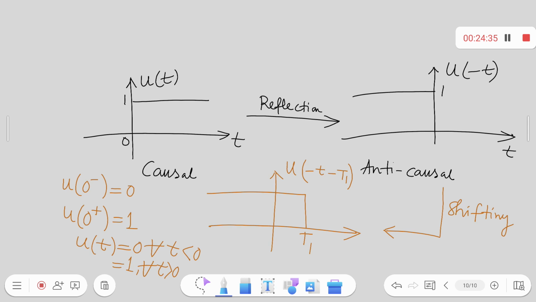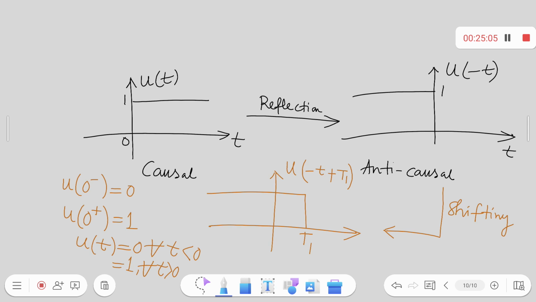No. If I make it u of minus t plus T1, and put t equal to T1, then that is u of 0, and at u of 0 there is a discontinuity, a transition from 0 to 1. So it is not u of minus t minus t1, rather it is u of minus t plus t1. So why was there a mistake?